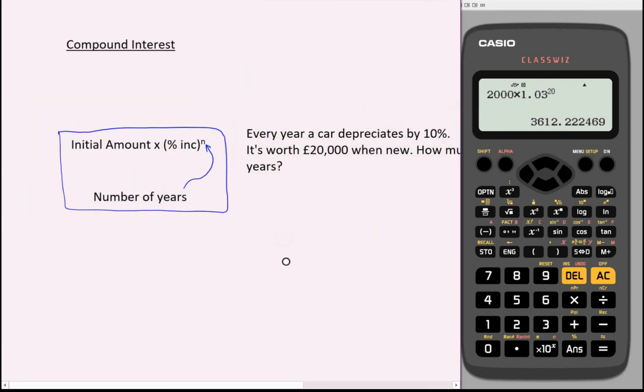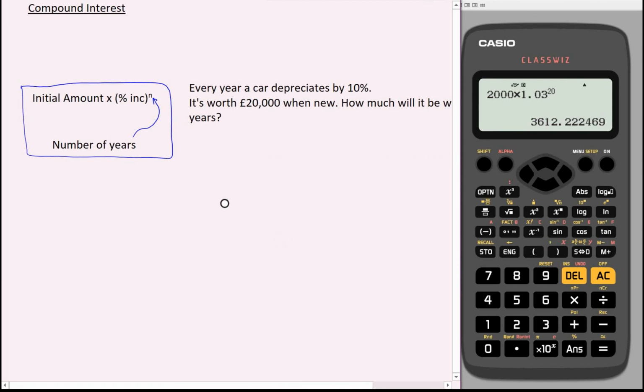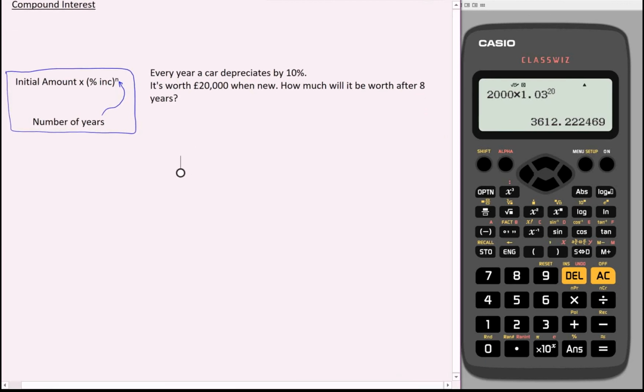Okay, same setup. This question tends to throw people a lot more when you have something decreasing or depreciating, which means the value is going down. It's the exact same setup though. So here I've got a car which every year loses 10% of its value. It was worth £20,000 when new. We want to know how much it'll be worth after 8 years.